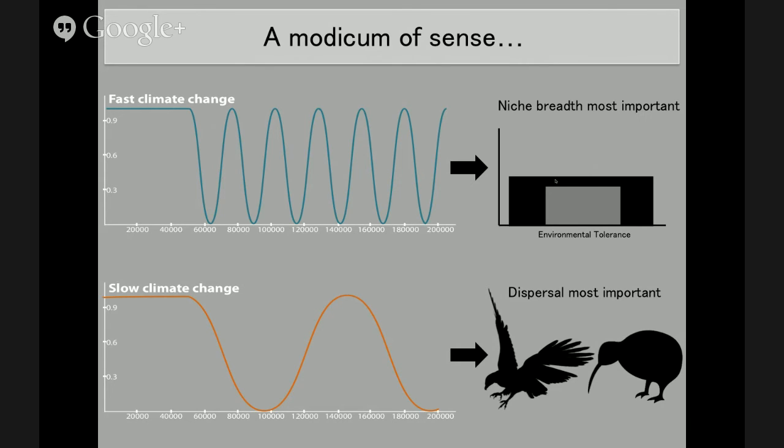Now, on the other hand, if climate change or environmental change is slow enough, then species would have sufficient time to track suitable environments. And at this point, how well a species tracks those environments, basically their dispersal ability, seems to make more of a difference in speciation and extinction potential compared to these innate environmental tolerances.